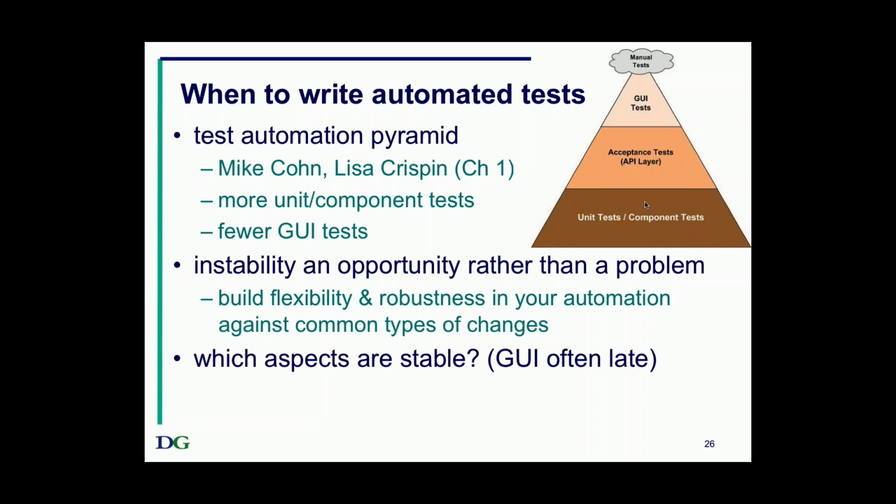So think about which aspects are stable. Yes, maybe the GUI is late, but don't think, oh, we can't do any automation. Automate the things that you can automate. When something is stable, then you can execute those tests. But if you build the GUI test with the detail abstracted out, using an object map, for example, you can get those tests ready to run, and then they will run much more quickly.